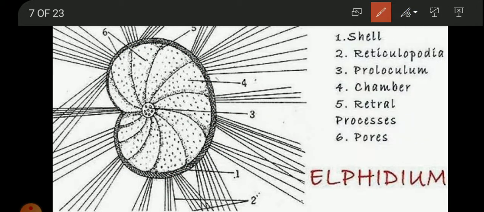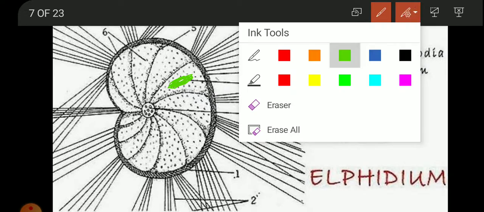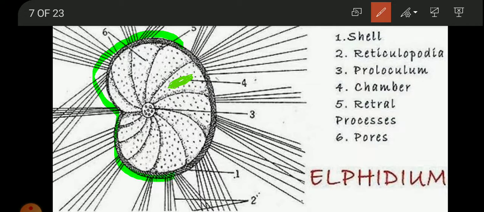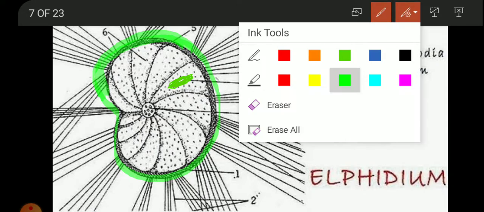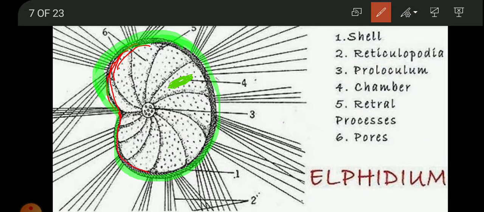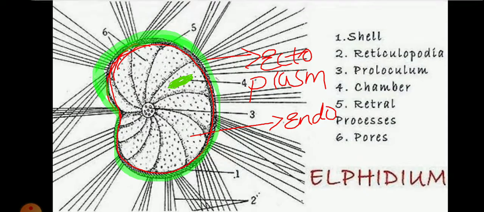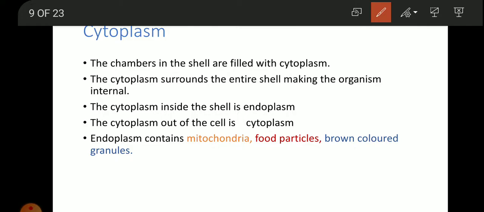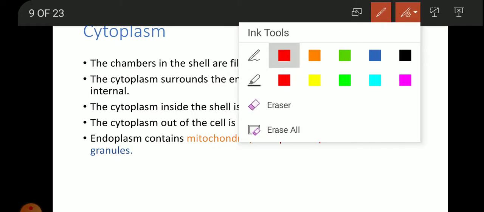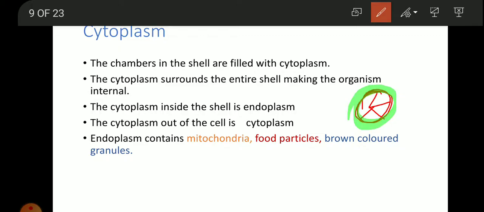Here is the cytoplasm. The cytoplasm is not only limited to the chambers, it is also surrounding the entire shell. When the cytoplasm is coming out from the pores, it is surrounding the entire shell, making this organism internal. So the cytoplasm outside is called ectoplasm, and the cytoplasm present inside the chambers is called endoplasm. If this is the shell and these are the chambers, the outer cytoplasm is called ectoplasm, and the inner cytoplasm is called endoplasm. Inner means inside the chambers.